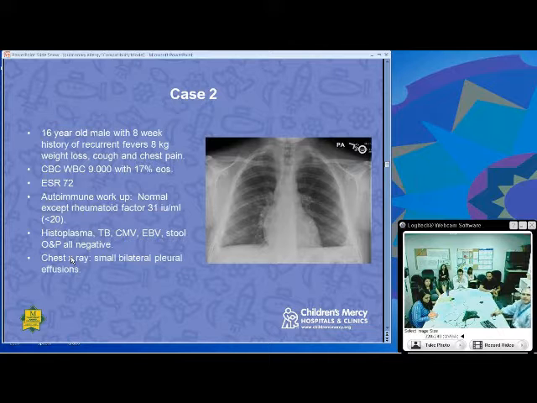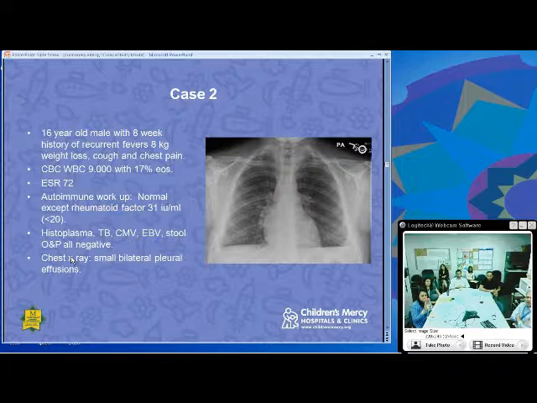This is the second case. This boy is a 16-year-old male who had an 8-week history of recurrent fevers. He has lost a significant amount of weight during this period of time. He has dry cough, chest pain. He's really not feeling very well. He had a CBC with 9,000 WBCs and 17% EOS. His sed rate was 72.